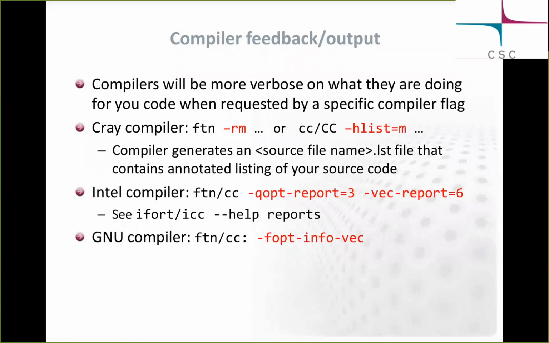Also, the compilers are able to be more verbose about what they're doing, but you have to request that with a specific flag. Here are the flags for Cray, Intel, and GNU compilers. For instance, the Fortran compiler on Sisu is called ftn. Enabling the -rm flag will generate a text file that gives an unedited listing of the source code, and this is something you need to ask for whenever doing serial optimization of the code.